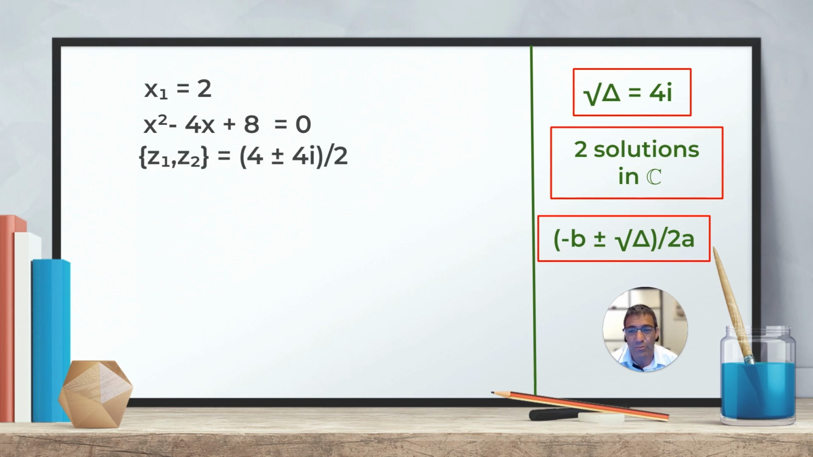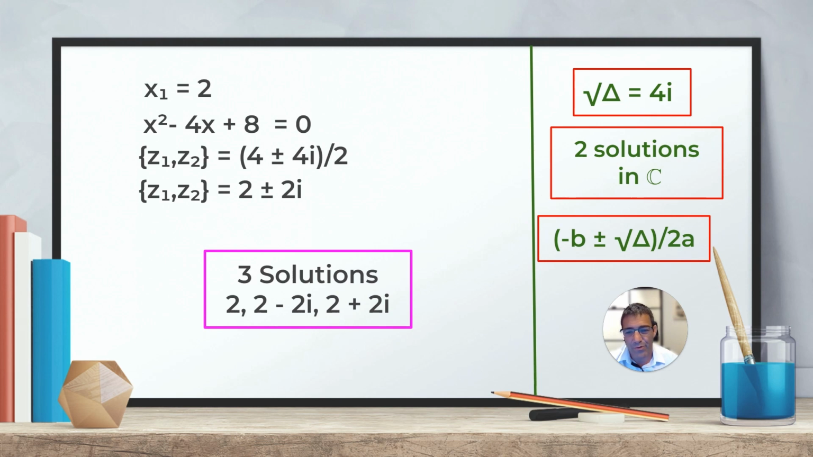So we don't call them x's, we call them z's in C. So we'll have 4 plus or minus 4i, so negative b plus or minus the square root of delta, which was 4i. So b is negative 4, so negative b is going to give you 4, and then plus or minus 4i divided by 2 times the a value, and the a value is in front of x squared, it's 1, so divided by just 2. And we can simplify 4 plus or minus 4i divided by 2. We can say it's just 2 plus or minus 2i. So this will be our result for z1 and z2 here.